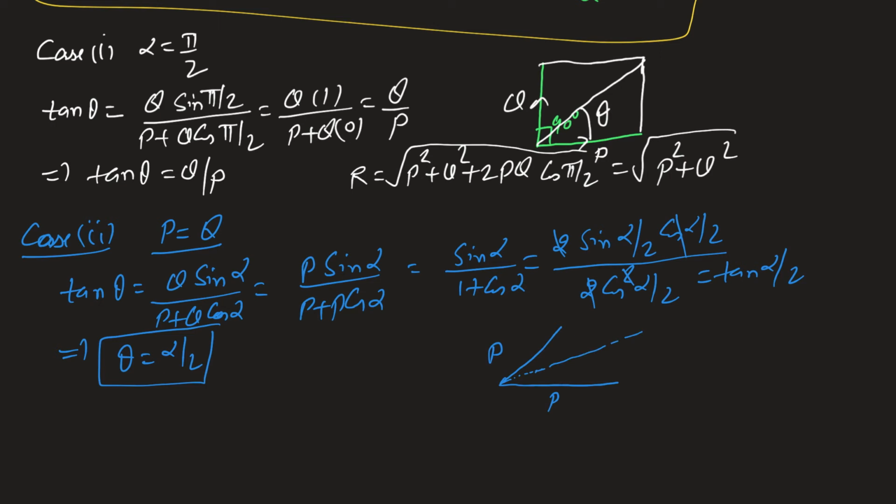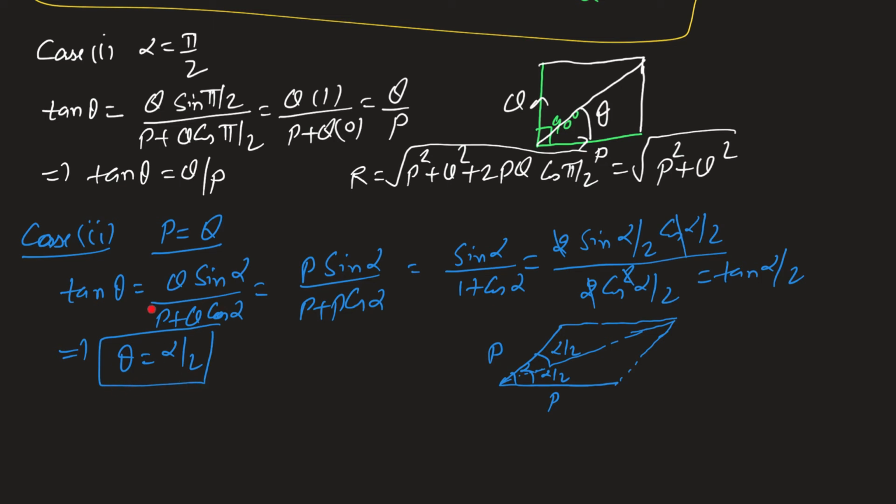exactly bisect the angle between them. So this will be alpha by 2 and this will be alpha by 2, if total angle is alpha. So this is the result for the direction of the resultant.